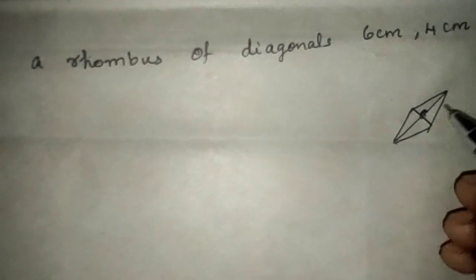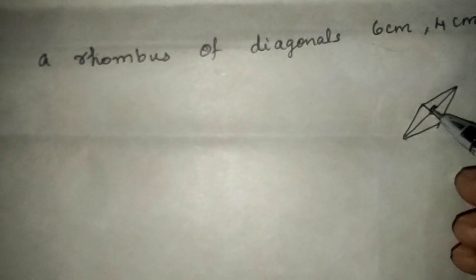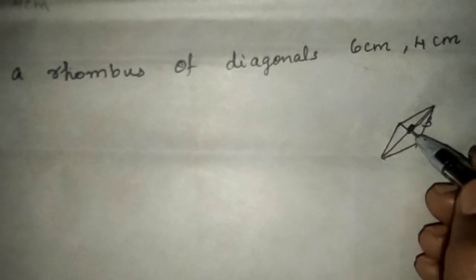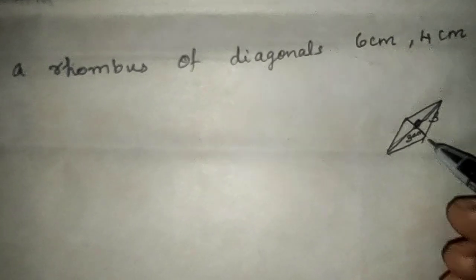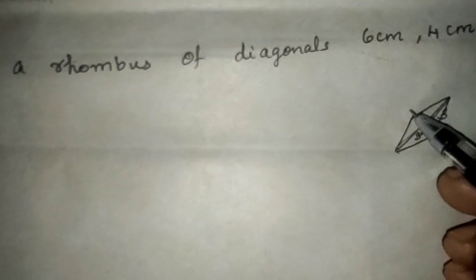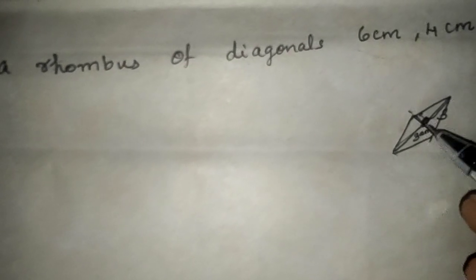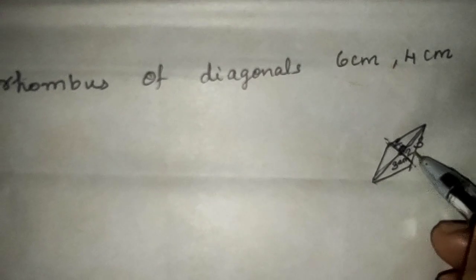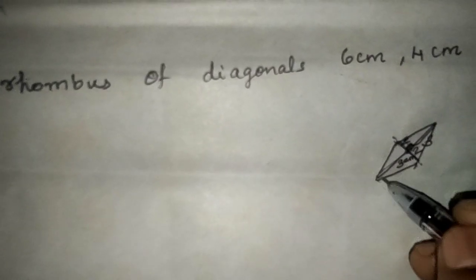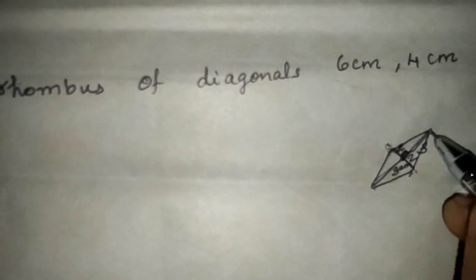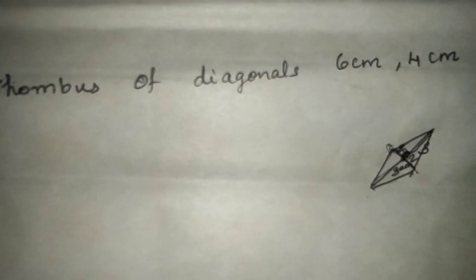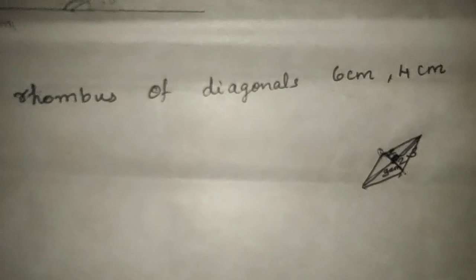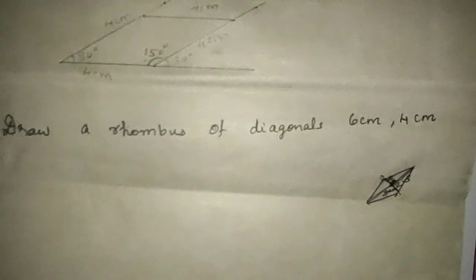And see, one of the diagonal is 6 centimeter. 6 centimeter means what about this length? That length is equal to 3. Similarly, this length is also equal to 3. And this is 4 centimeter. Total length of the diagonal is 4 centimeter. So this part is equal to 2. This part is equal to 2. What is the reason? Because the diagonals are perpendicular bisectors of each other. Okay, using this property, next we are going to construct a rhombus with the diagonals 6 centimeter.